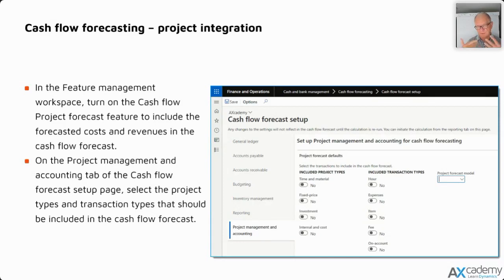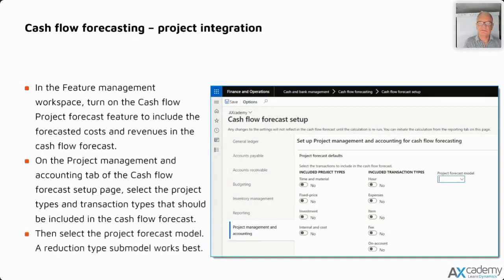If you turn this feature on, that means that on the cash flow forecasting setup, you now get a new tab, the one that you can see right now on this screen. And on that, you can then set up what you want to include. One of the things that you have to think about is what kind of project forecast model you're going to use. This is fairly nicely detailed by Microsoft, so I would recommend that if you're working with projects, you have a look at this.